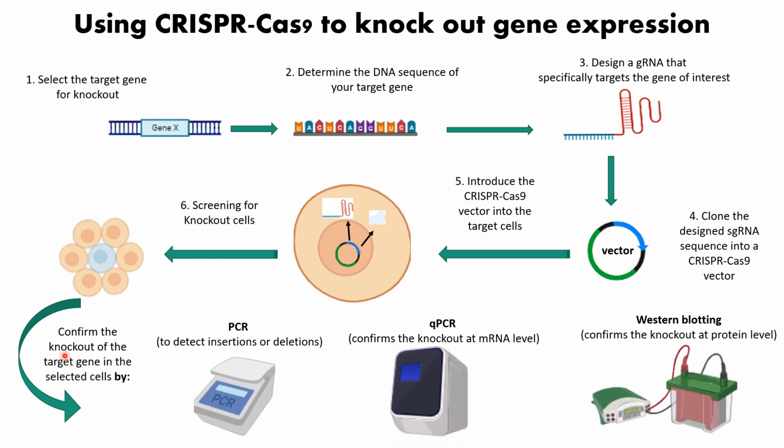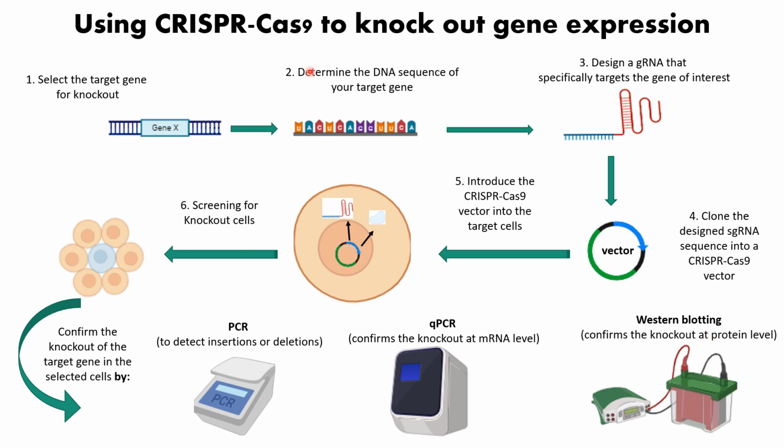After doing that, you then need to confirm that the cell that you selected has a knockout of the gene of interest. You do that by either PCR, which will allow you to identify any insertions or deletions that are introduced in your gene of interest, or you can use qPCR, which determines the knockout at the mRNA level, or a Western blot, which is the most commonly used one in this case, and that will confirm that the protein is no longer expressed.